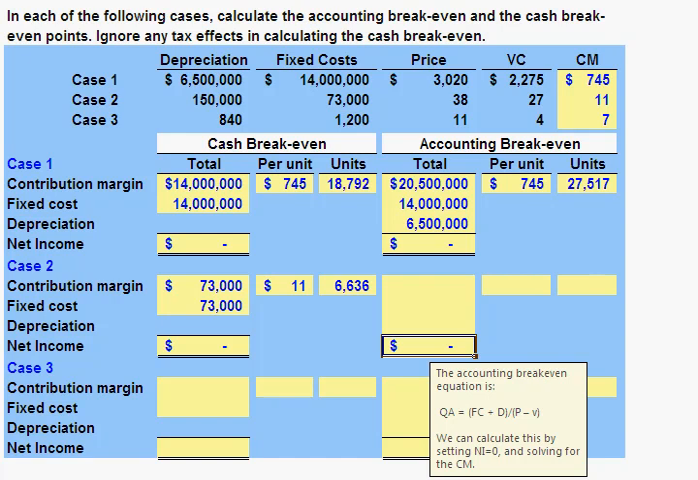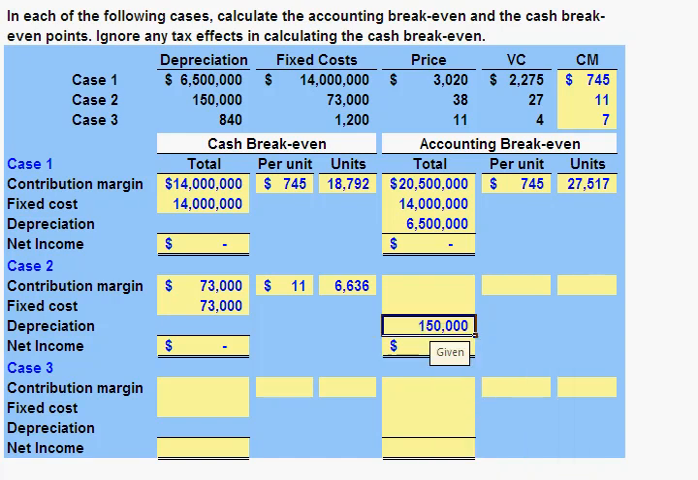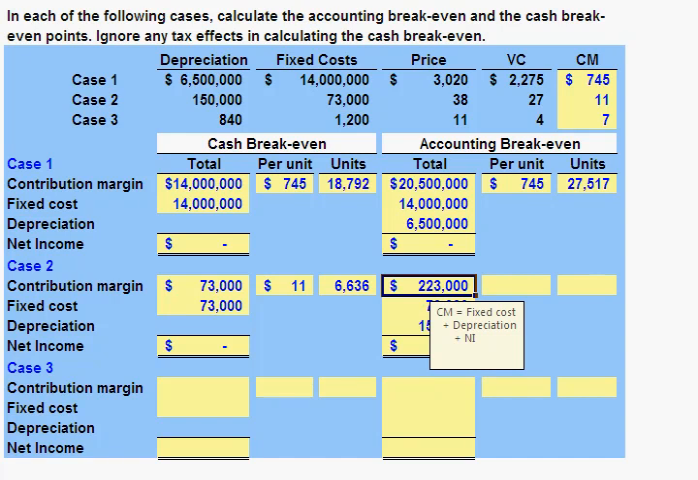For accounting break-even, again, we set net income equal to 0, but this time we include depreciation expense in our calculation. We're told depreciation expense is $150,000. Our fixed costs were $73,000. Therefore, to have 0 net income, we need to earn a total contribution margin of $223,000. This is our fixed cost plus our depreciation expense.